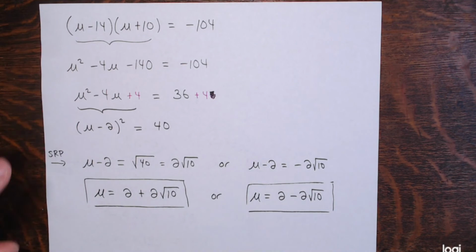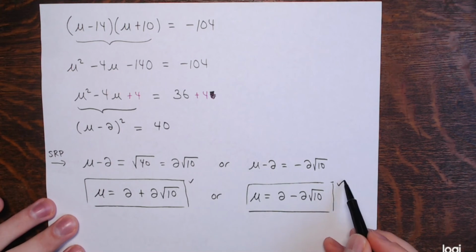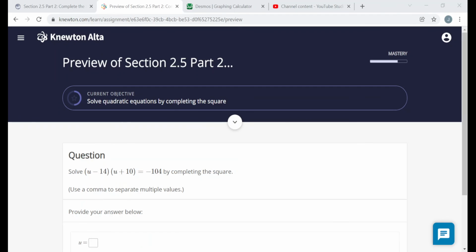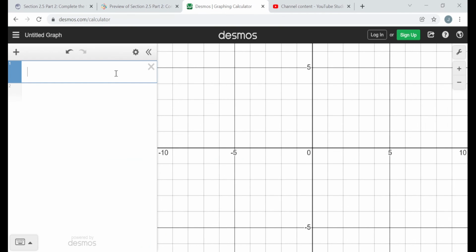So the solutions to this equation are 2 plus 2 times the square root of 10, and the other one is 2 minus 2 times the square root of 10. You can check these. Let me show you a way we can check them. Since these aren't imaginary, they don't have i in them, I can go to that Desmos calculator. What were the expressions? One was u minus 14 times u plus 10.